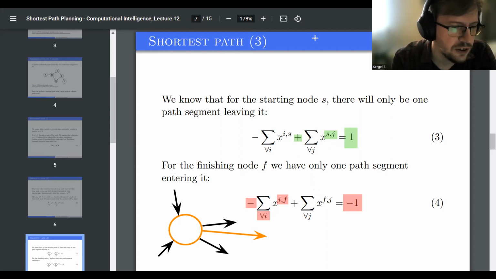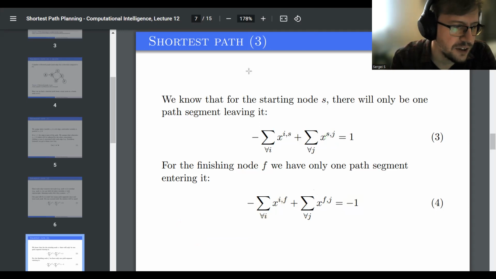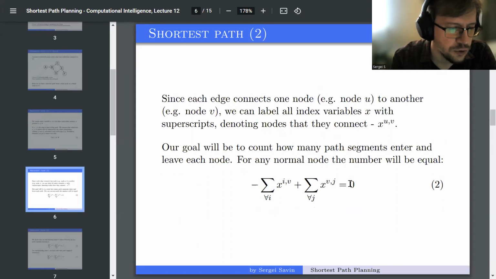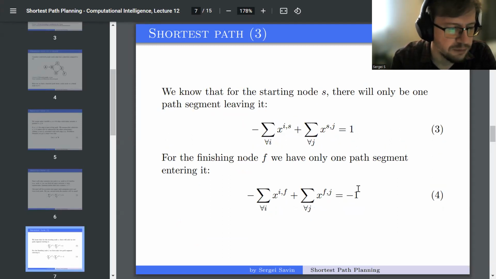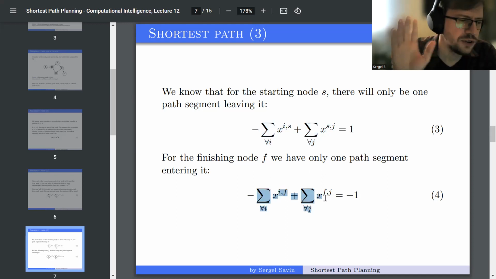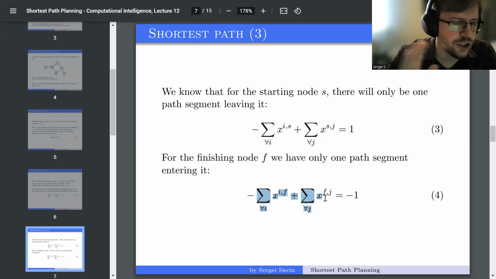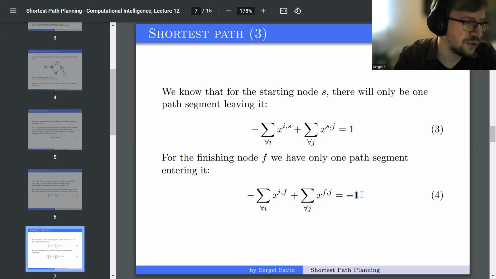So for two nodes, final and static, we have conditions that are slightly different. The difference is only in those two numbers. So here is 0, here is 1 and -1. And you can imagine how nice it is. You can just do the same exact style of constraints for each node, starting, middle, finish, doesn't matter, for all of them. And then you just put 1 and -1 to indicate starting and finish node, and that's all you need.